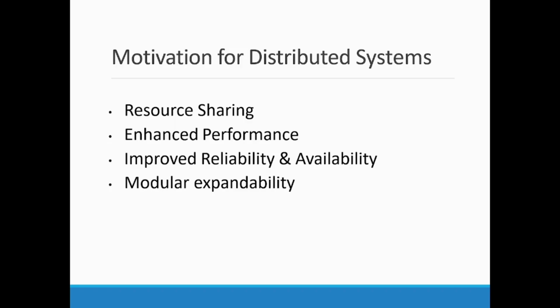First, resource sharing. Let's say shared printers, storage, even the CPUs across systems. Second is enhanced performance. So the different tasks are split, so things get done faster. Reliability and availability. One system fails, the other one keeps working. And last but not the least, modular expandability. You can grow the system easily over time. It's like growing your team without needing to rebuild the office. Sounds great, right?